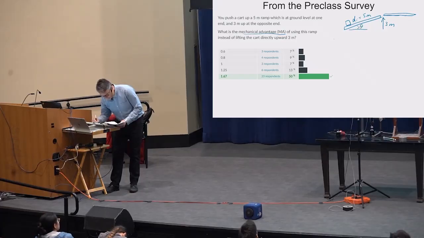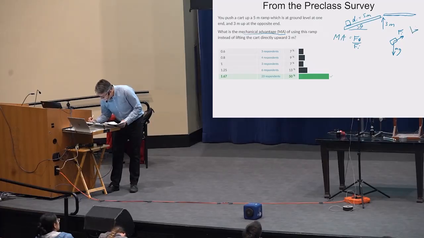Well, mechanical advantage is equal to the output force divided by the input force, so I guess we have to look at this cart and think of the free body diagram. We've got the mg acting down, and we've got this, which would be your input force acting up like that.